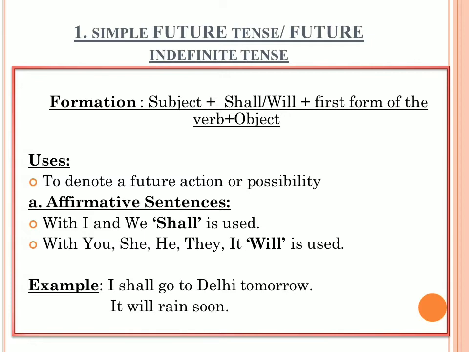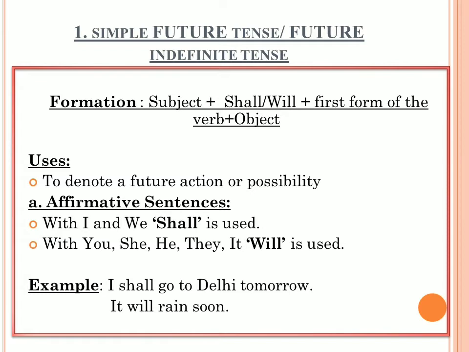There are different kinds of sentences. From that, affirmative sentences are positive sentences. With I and we, shall is used. With you, she, he, they and it, we have to use will. Example: I shall go to Delhi tomorrow. It will rain soon. So you just think about with what things we have to use shall, and with what items we have to use will.